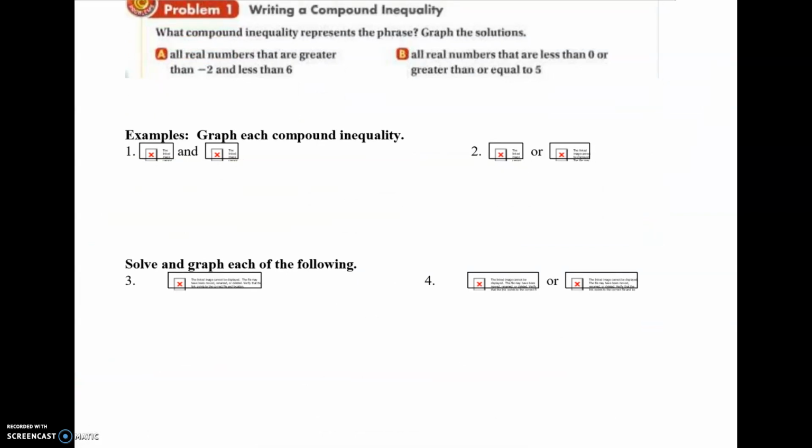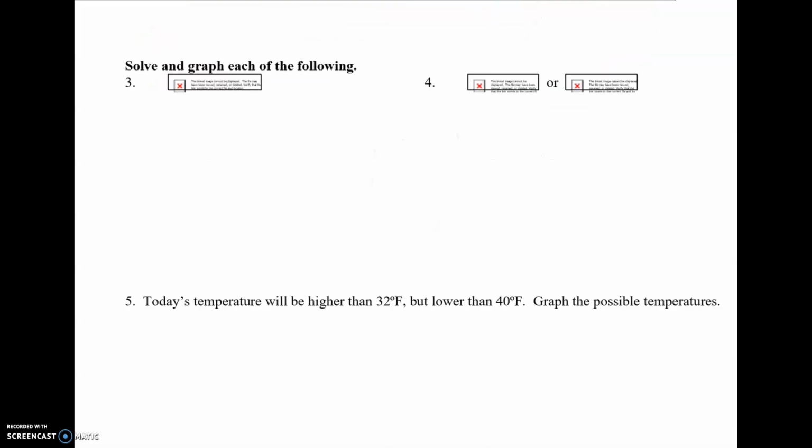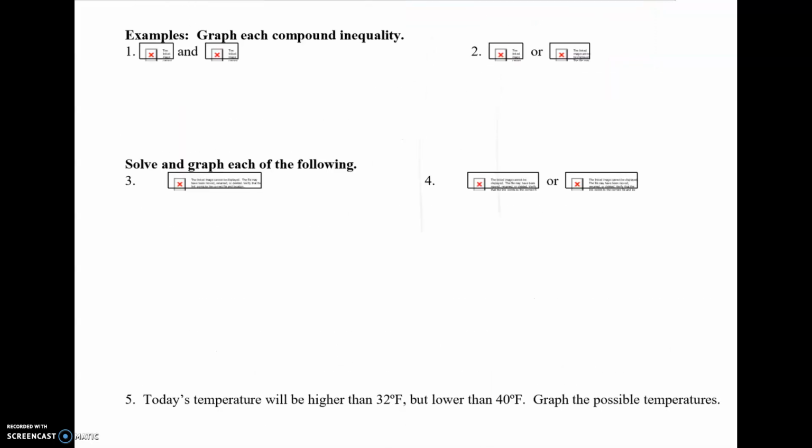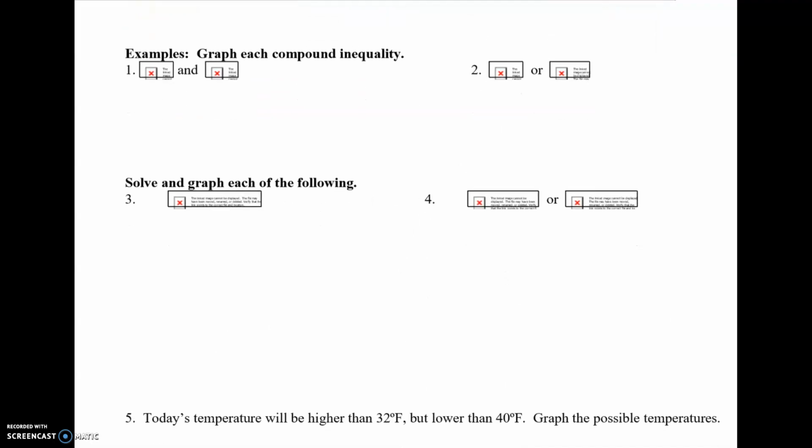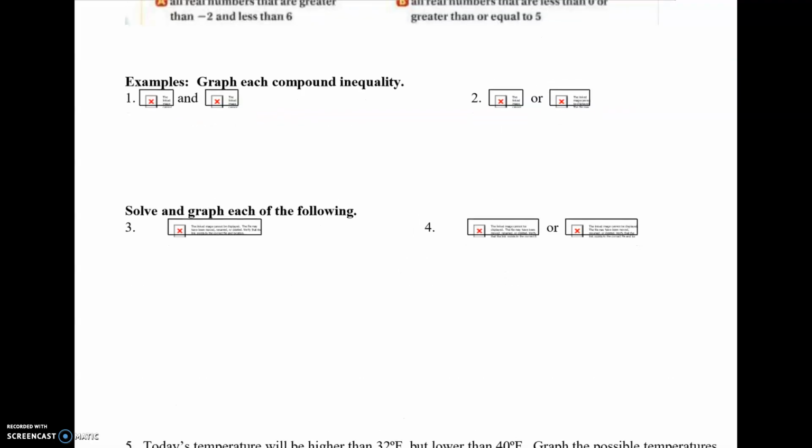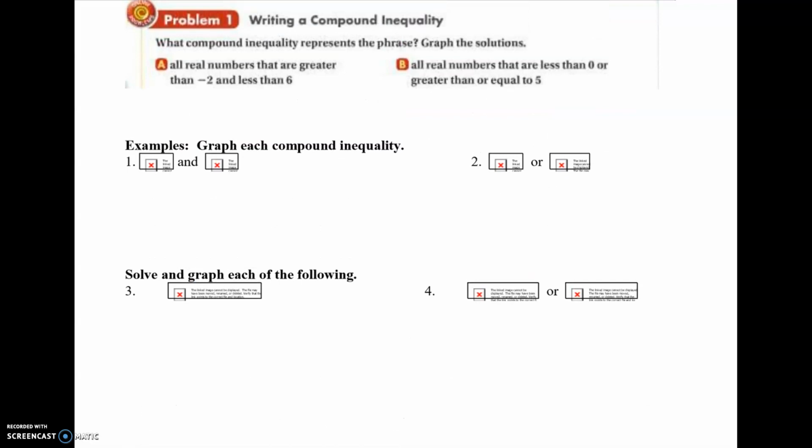And let's go ahead and do some of these. It looks like some of my problems didn't come through again. Hopefully they did on your review sheet, but I'll write them in as we go on.